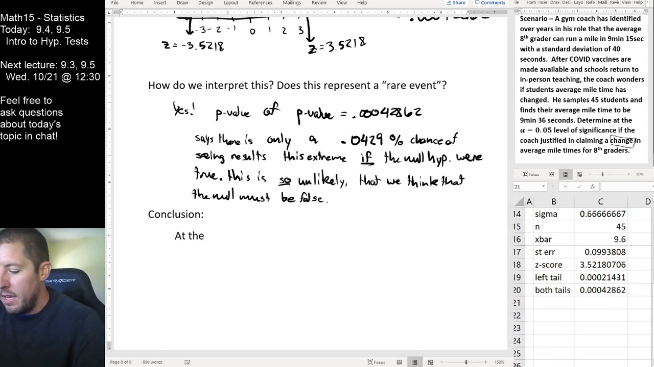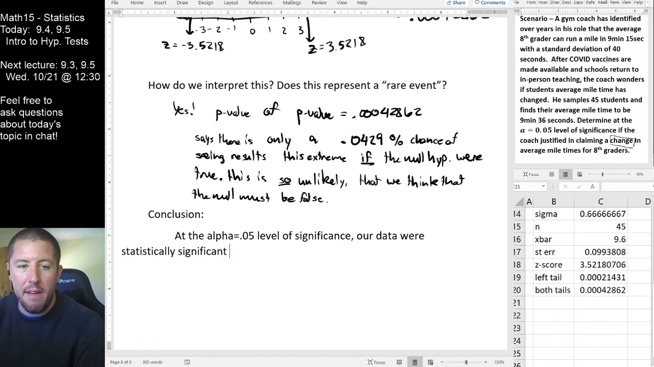At the alpha equals 0.05 level of significance, our data were statistically significant, right? Not only did we see a difference between our sample average and our population average, but we decided that it meant something. We decided that it was so unlikely. It crossed our weirdness threshold of a 5% event with a 0.04% event. It was more than 10 times more unlikely than our weirdness threshold. It definitely crossed the line.